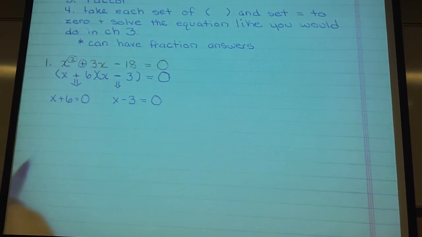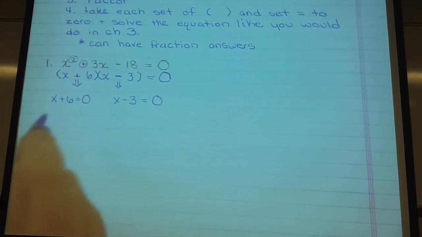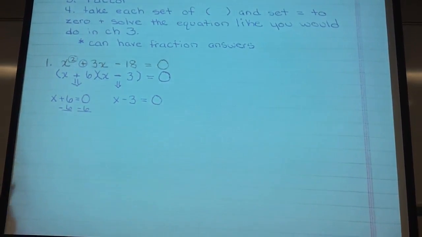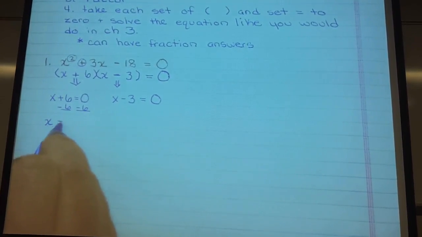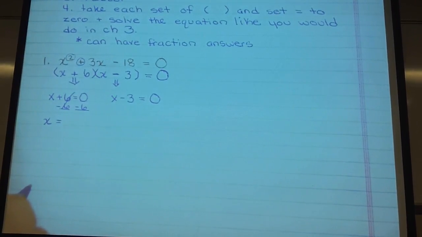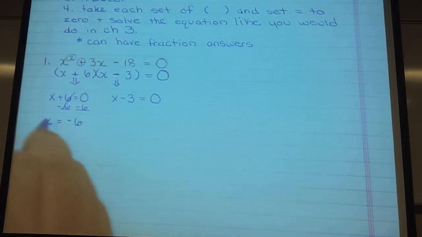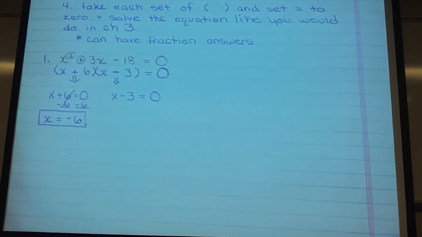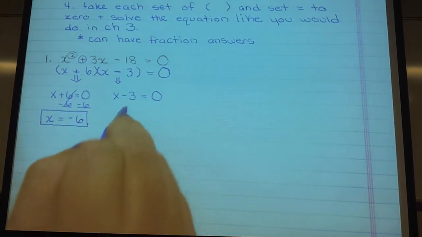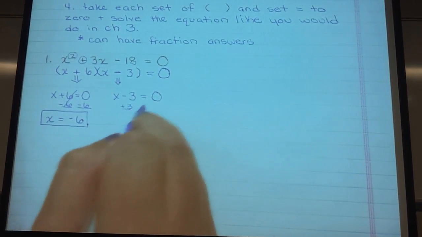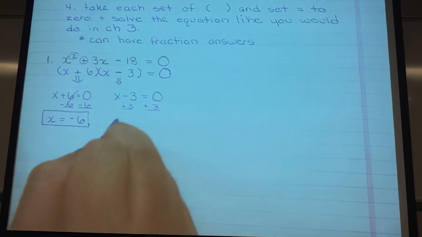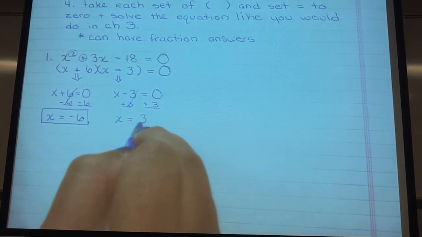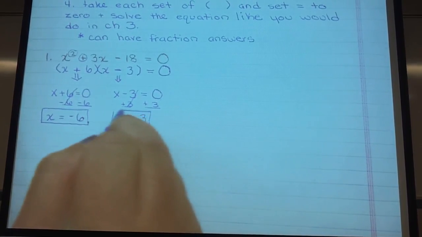How would you get the x by itself in that first equation? Subtract 6. So x equals, what's 0 minus 6? Negative 6. There's one answer. I've got x all by itself. With the second one, how would I get that x by itself? Positive 3. So x equals 0 plus 3, which is 3. And you've got your 2 answers.